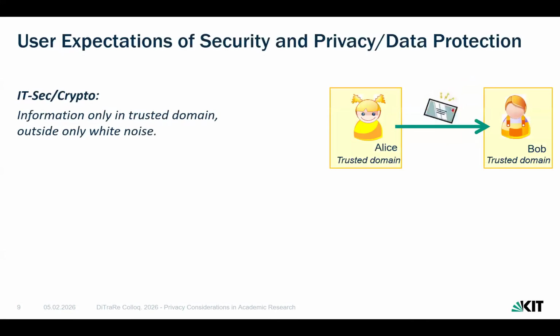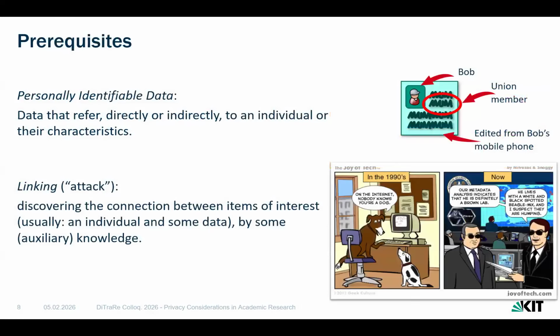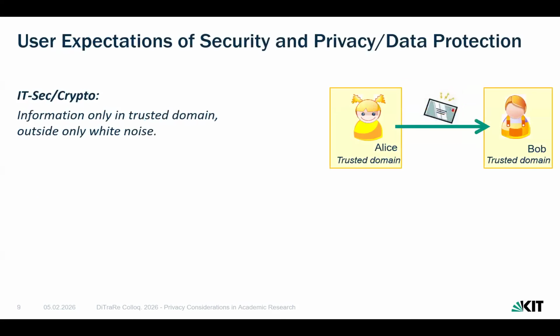All right. Now, that was a technical view from a computer scientist's perspective. Let's think about what normal people expect if we tell them we will collect their data and do something with it. The normal expectations of users are usually as follows. For years, with IT security and crypto, we have taught people that you can take a message, your email, your Signal message, and encrypt it, and then an adversary observing the message outside of the trusted domains of the users sees something like white noise.